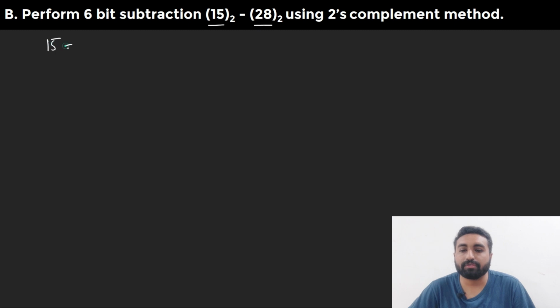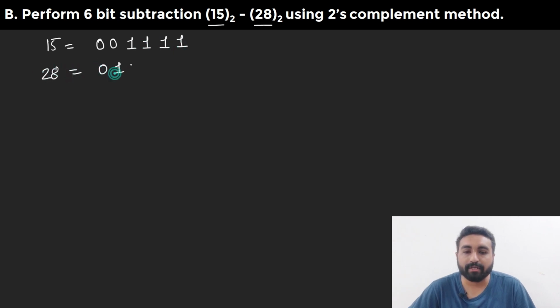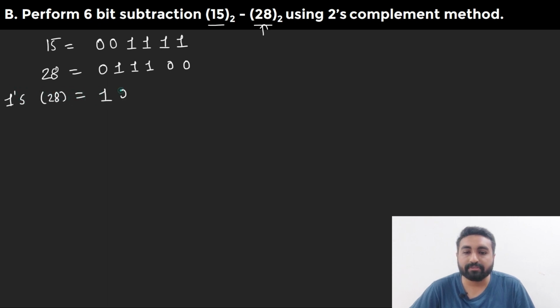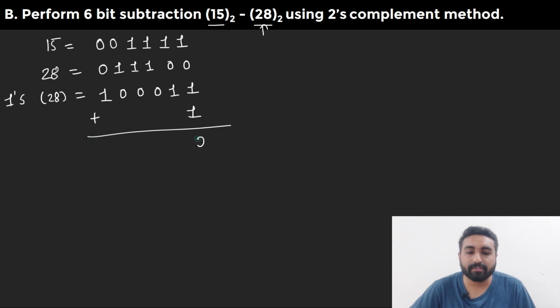So again I will write down the binary of 15, that is 001111, and for 28 in the 6-bit format the binary will be 011100. Here our 28 is having a negative sign, so we will take the 1's complement of 28. So that will be 100011, and when we add 1 into that we will get the 2's complement. So 1 plus 1 answer will be 0, carry will be 1, 1 plus 1 answer will be 0, carry will be 1, then 1 plus 0 is 1, 0 0 and 1. So this is nothing but the 2's complement of 28.